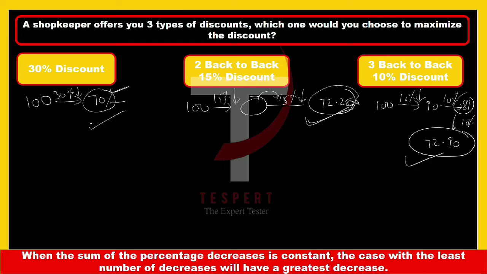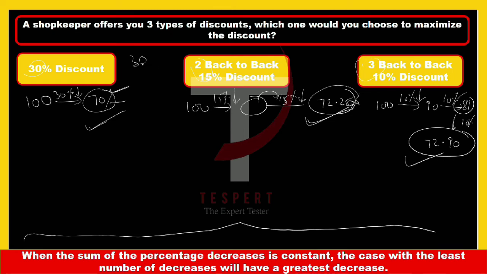You will choose, you will pay 70 rupees, right? So what is the rule here? When the sum of percentage decreases is constant, the case with the least number of decreases will have the greatest decrease. So the sum is constant here, because 30, 2 15s, 3 10s, all these three become 30 only. Which one has the least number of decreases? Here 3, here 2, here 1. So 1 is least, right? So this case offers you the highest possible discount in the price of the product.